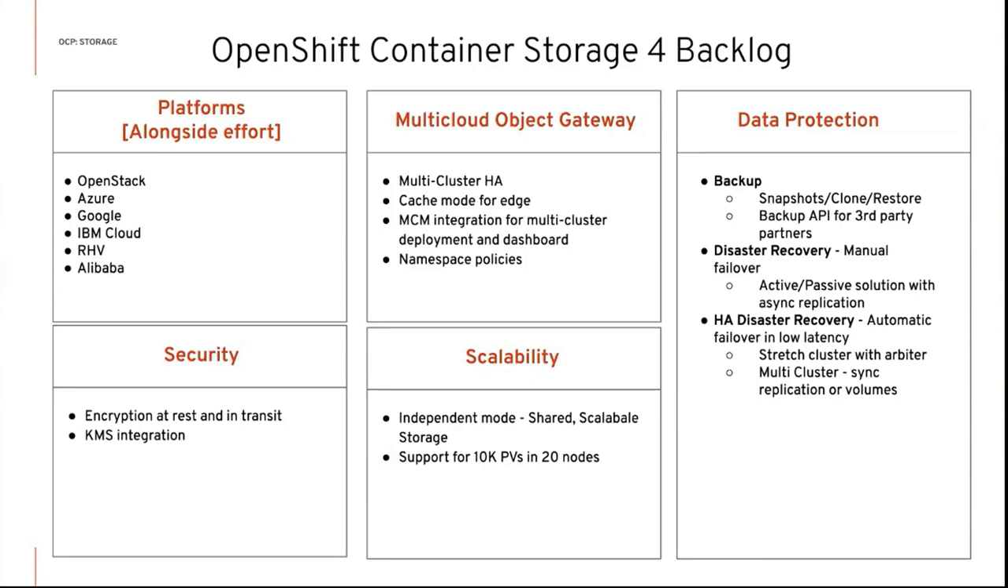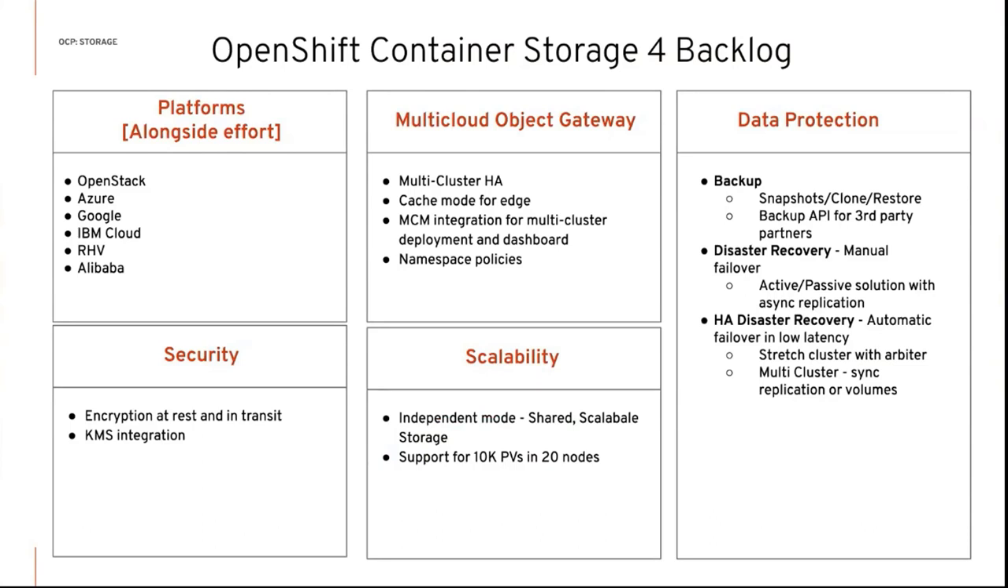We want to improve our security solution for customers. Currently we have encryption at rest for AWS customers and cloud customers in general, but we want to make sure that we can provide it on bare metal and VMware. So we want to add encryption at rest and in transit, which is unrelated to the underlying infrastructure. Once OpenShift provides a KMS integration, we will also integrate it into the storage to leverage centralized key management systems.